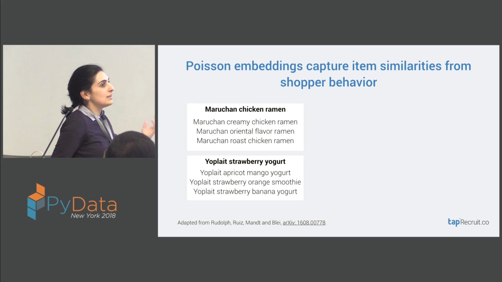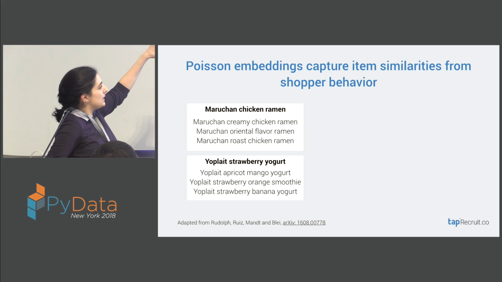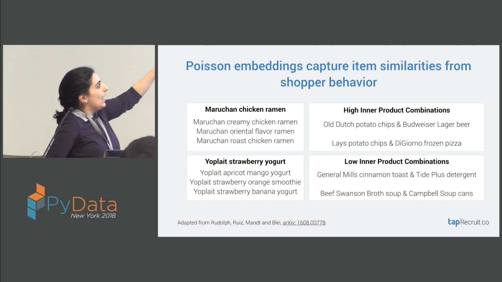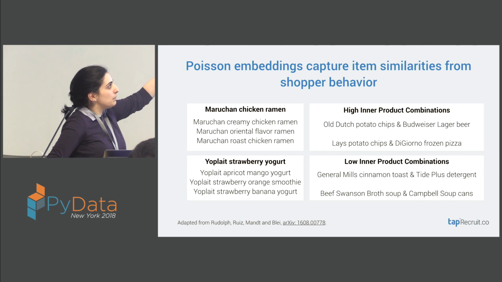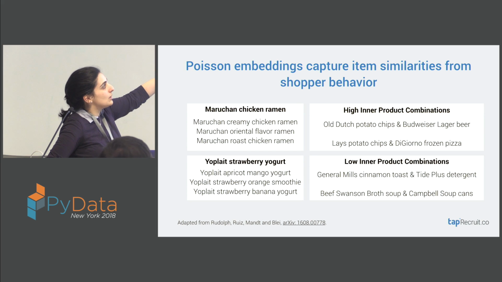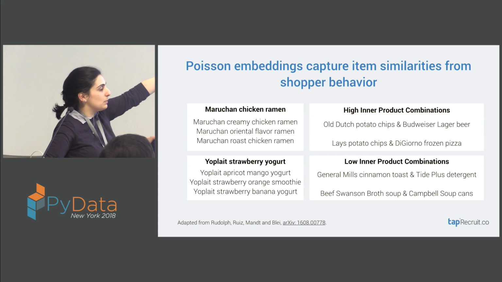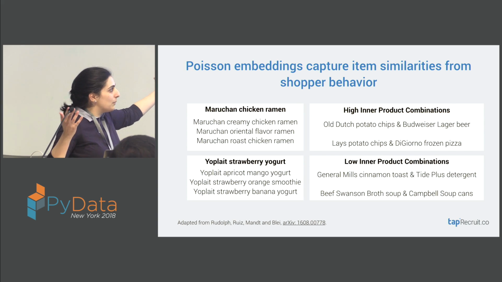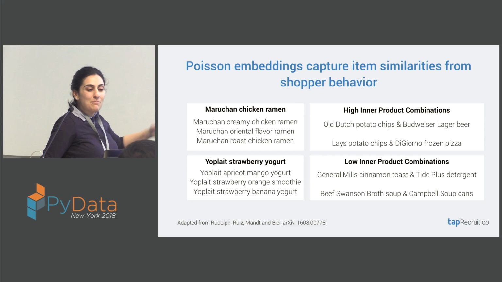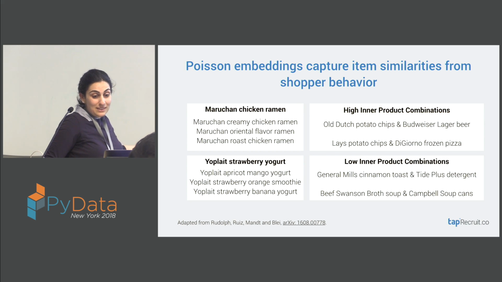And again, this is just an example of the way that these sorts of embeddings have been used to sort of figure out things that are similar. And again, using inner product combinations to figure out, okay, people typically buy chips with beer or chips with frozen pizza, but they don't buy Tide Pods with cinnamon toast necessarily, although they may not have at that point. Or that you won't buy two types of soup necessarily, like maybe that's enough soup.